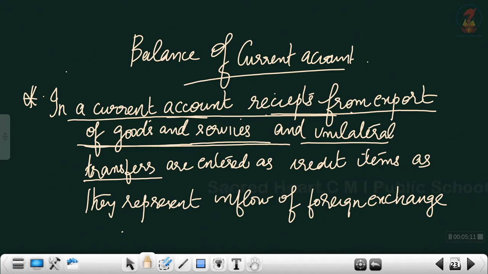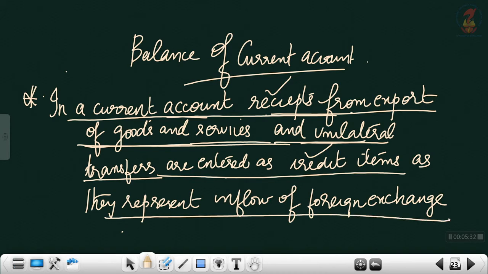Receipt from the export of goods, that is visible items, services, invisible items and unilateral transfers are entered as credit items. I have told you whenever it is a receipt, it has to be entered on the credit side and they represent inflow of foreign exchange. If it is recorded in the credit side, it will be inflow of foreign exchange.